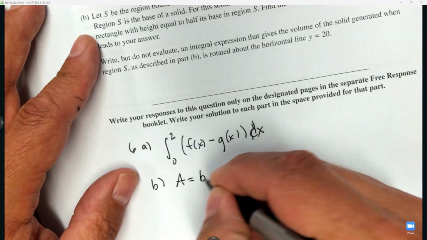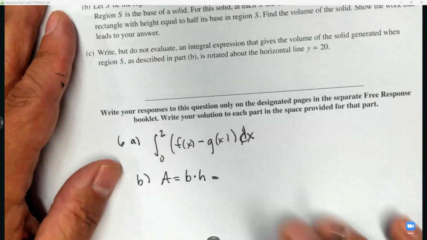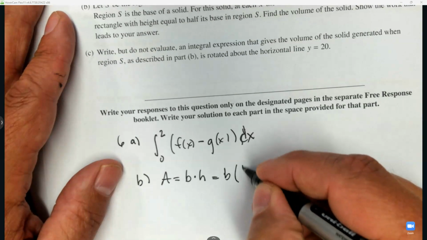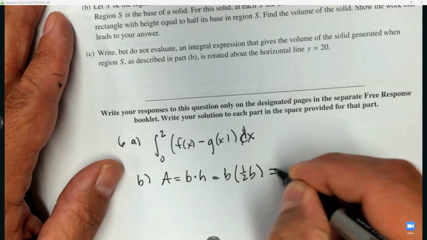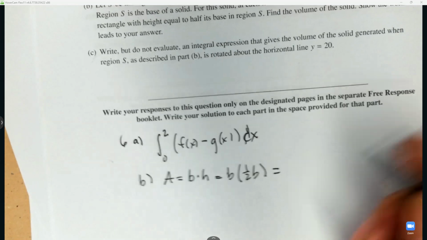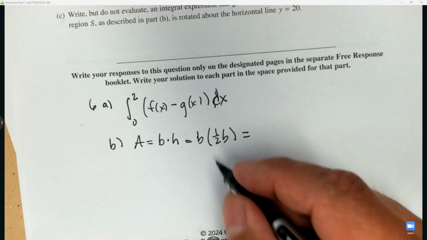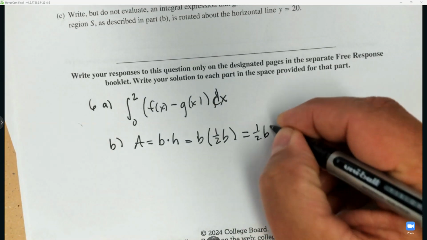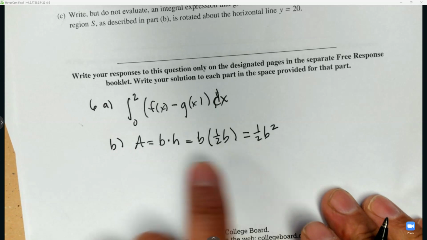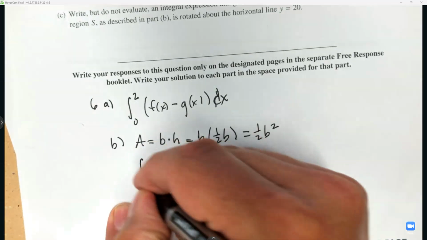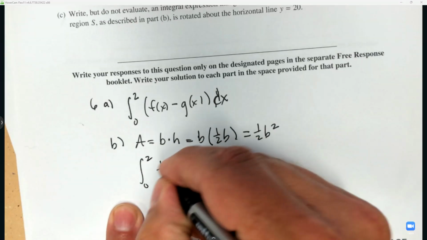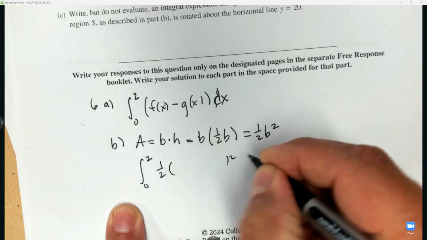So the first thing I'm going to do is know that for a rectangle the area is base times height. And in the question it says the height is half the base. And then I'm going to simplify this, multiply it together, and then I have an area formula to use for the integration. So I'm going to integrate from 0 to 2. I'm going to use that, which is 1/2 the base squared.